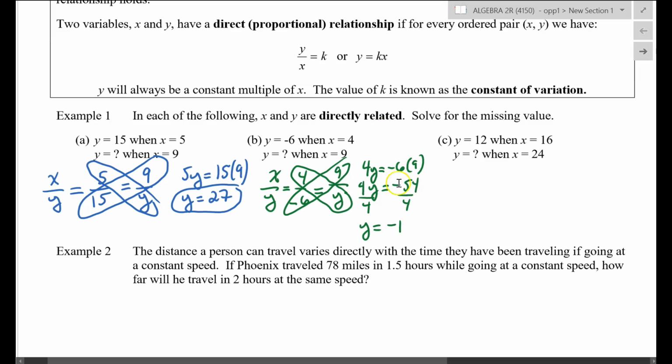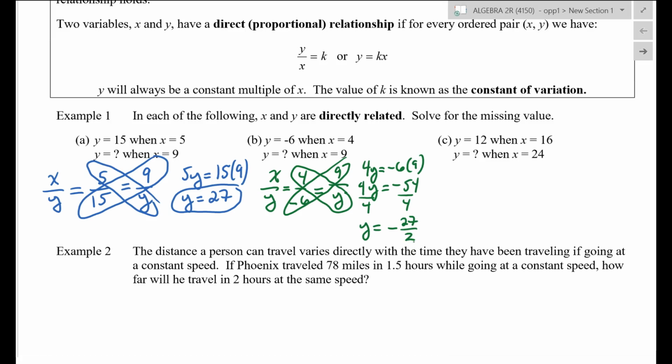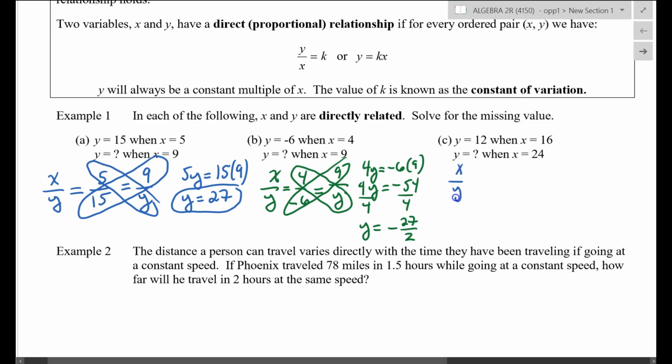So, all right, so here's the deal, guys. Our answer doesn't always have to be what? A nice integer, right? We could get something that is a fraction, and that's what happened here. So this would reduce to be -27 over 2. Cool? All right.